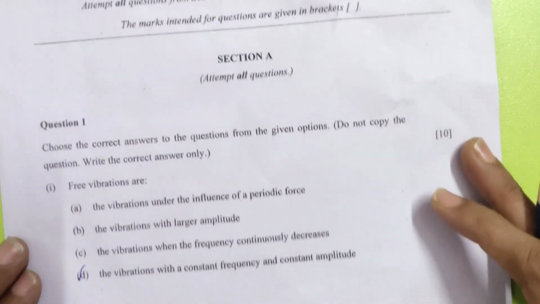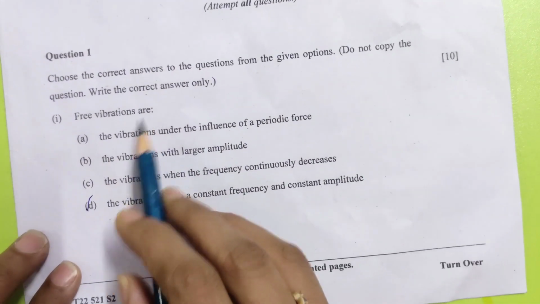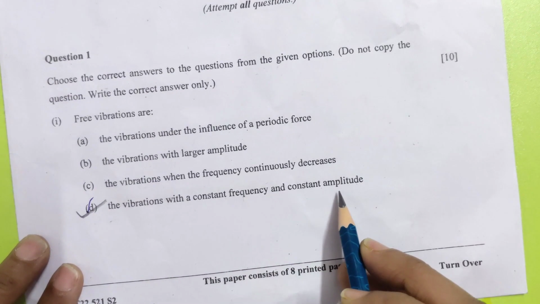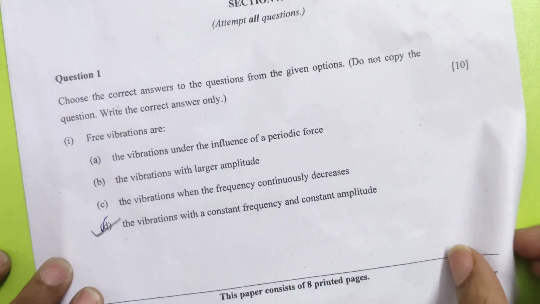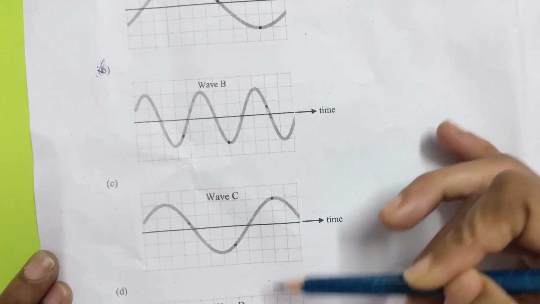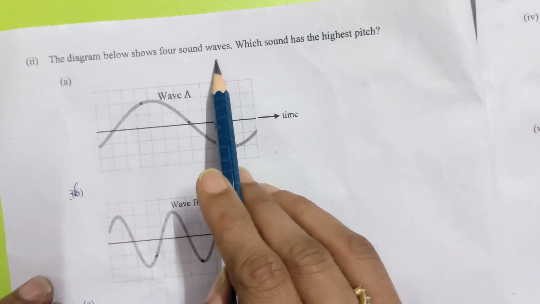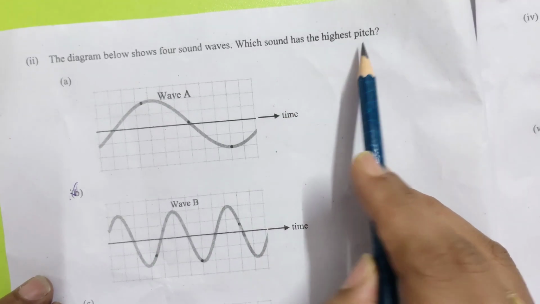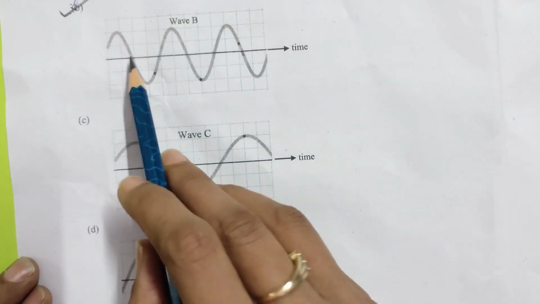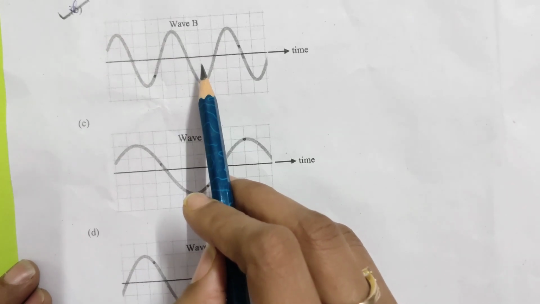So starting with Section A, MCQ, question number 1, part 1. Free vibrations are, the correct option will be option D, the vibrations with a constant frequency and constant amplitude. In number 2, a diagram is given. See, the 4 diagrams of sound waves are given, and the question is, the diagram below shows 4 sound waves. Which sound has the highest pitch? So the correct option here will be option B, because it has maximum frequency. So the highest pitch will be option B.